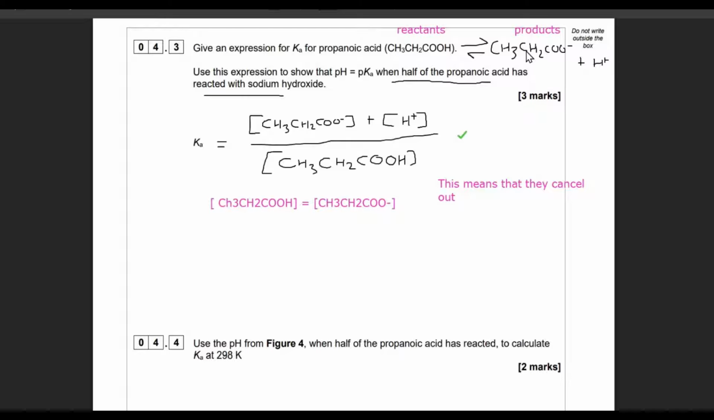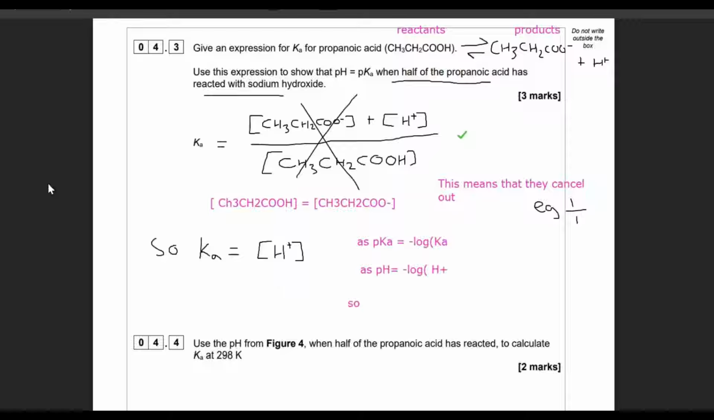Now we know that if you have 10 molecules of propanoic acid, it breaks down to form 10 molecules of propanoate ions. So we know that the propanoate and the propanoic acid are going to be equivalent. This means they cancel out, which means when we cancel them out of our expression, Ka is equal to the hydrogen ion concentration. Now, as the pKa is the minus log of the Ka and the pH is the minus log of the H plus ion concentration, then that tells us that pH must be equal to pKa, because Ka is equal to H plus, so pKa must be equal to pH.